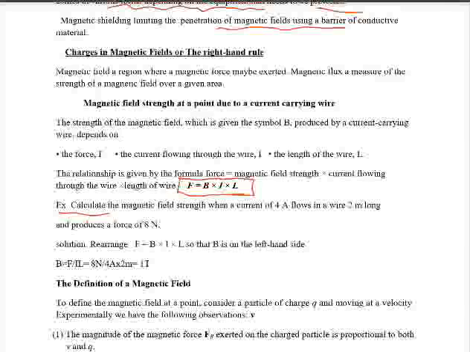For example, calculate the magnetic field strength when a current of 4 ampere flows in a wire 2 meter long, and it produces what? 8 Newton force. As we said, F is equal to what? B I times what? L. If you are asked for B, it is equivalent to force divided by what? Current times length, L.